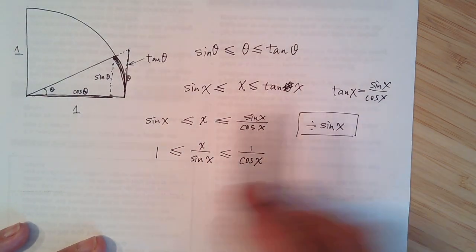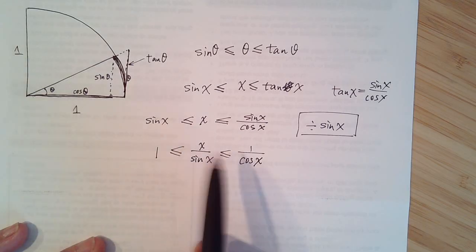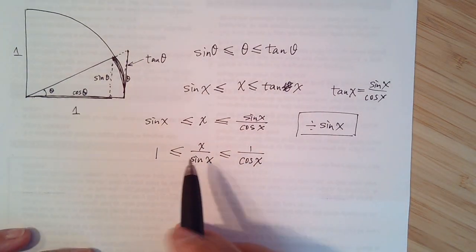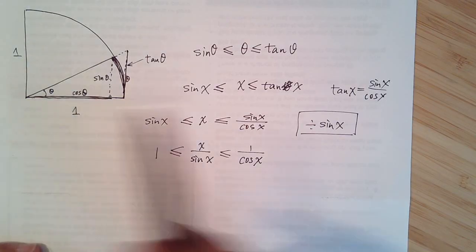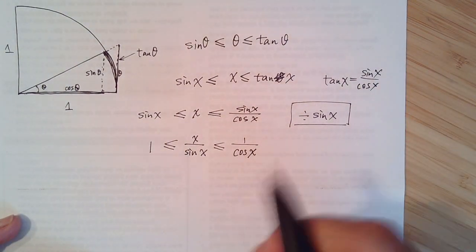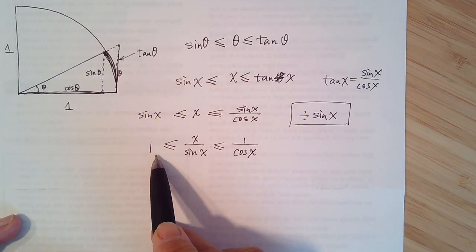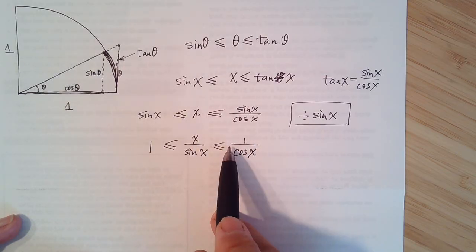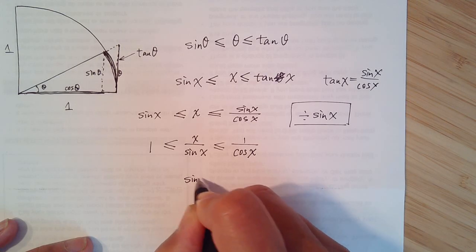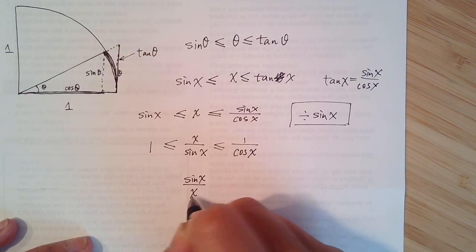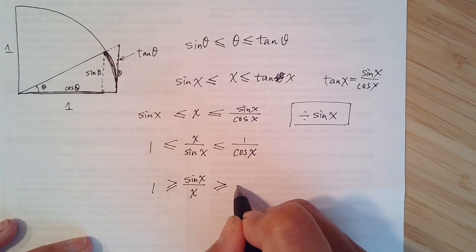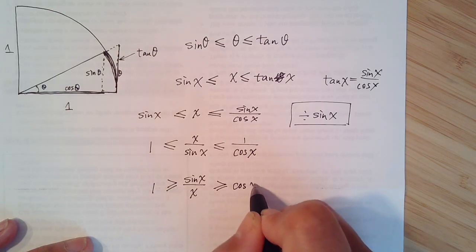All right, and I just assume this theta or x is positive, because if it's negative, then I'm going to change the sign somewhere, but don't worry, we just use positive to prove it, okay? And then I'm going to flip it, because everything here so far is greater than 1, so definitely this part is positive. So I can flip it and change the direction. So I get sine x over x less than or equal to 1, less than or equal to, flip it, cosine x.